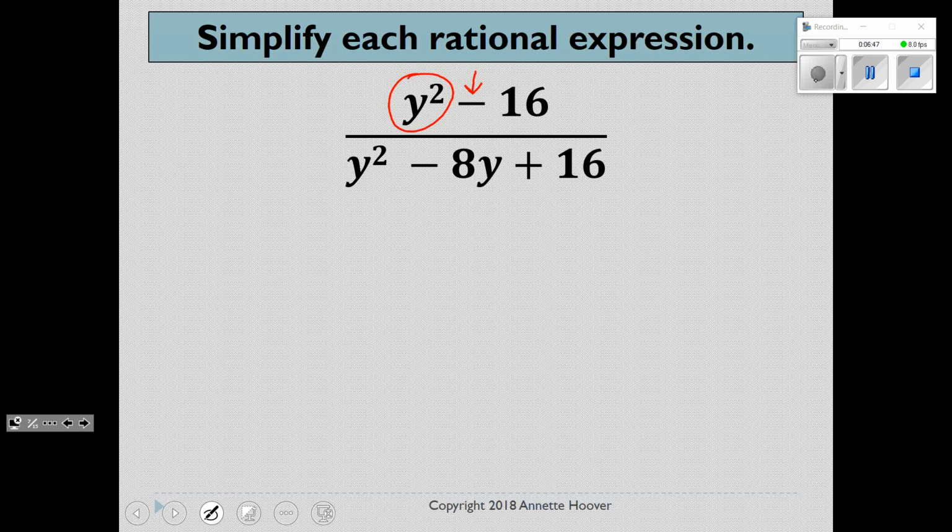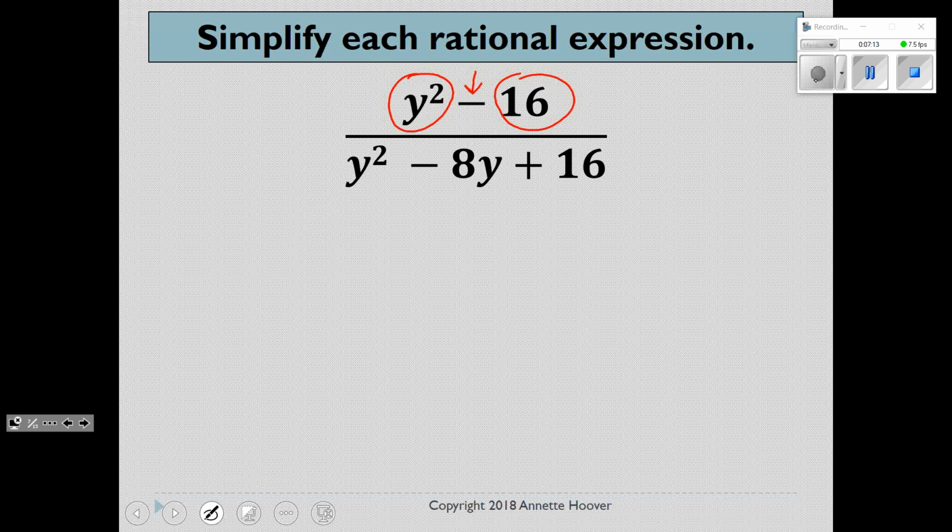Can we take the square root of y squared? We can, it's y. Can we take the square root of 16? We can, it's 4. So do you remember how we would factor that? We would factor it as y, take the square root of y, take the square root of 16, which is 4. So we'd have y minus 4 and y plus 4. So that's factoring the difference of 2 perfect squares, which we practiced in our last chapter.